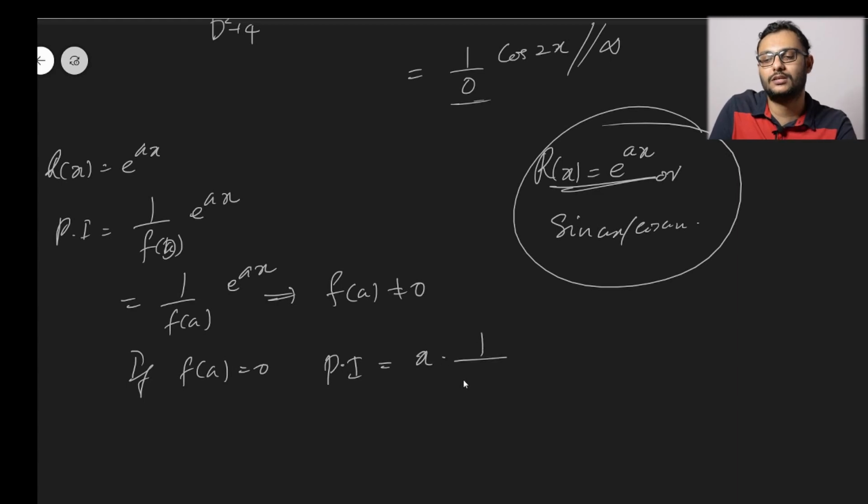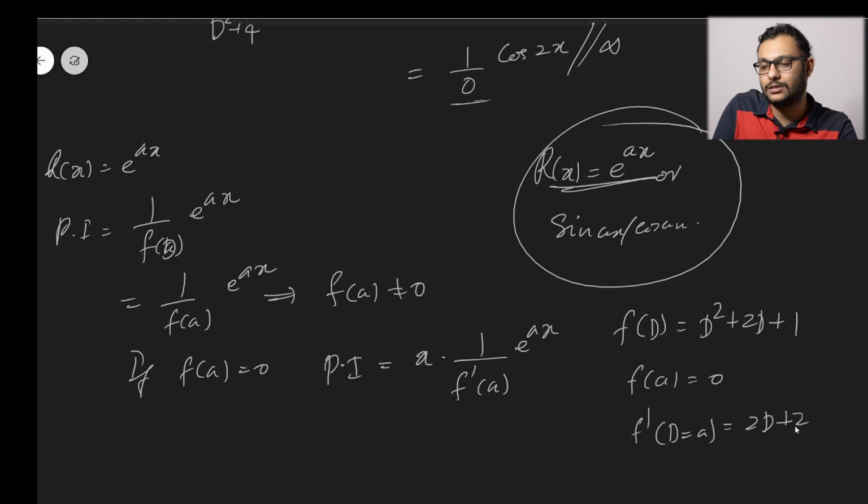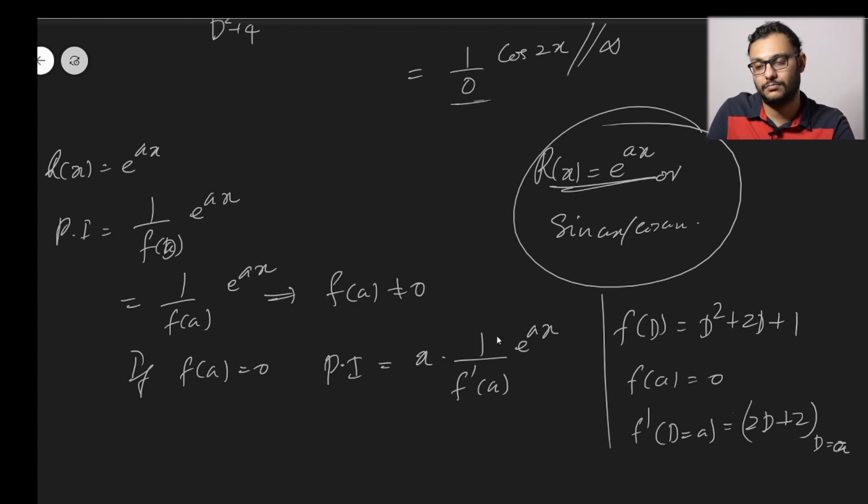1 by f dash of a into e raised to ax. That is, we have to take the derivative of f of d with respect to d. For example, if we have f of d equal to d square plus 2d plus 1, and if we substitute some value and this becomes 0, that is f of a equal to 0, then we should substitute into f dash of d, that is 2d plus 2, with d equal to a. This is the substitution, and we have to multiply by x before this substitution, and then the rest is just like the earlier steps.